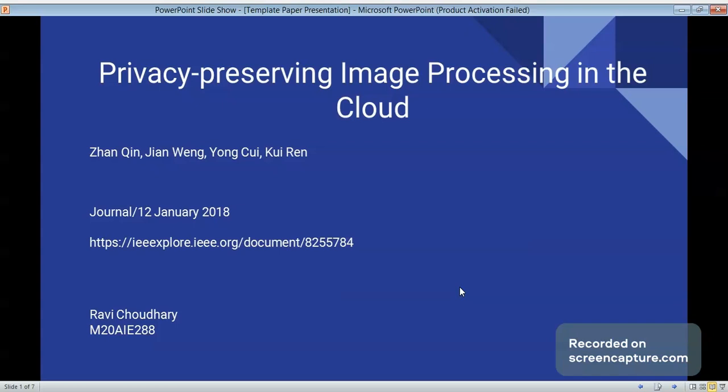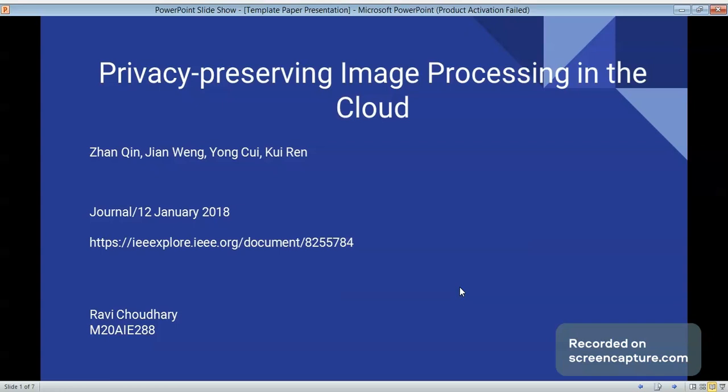Hello everyone, my name is Ravi Choudhary and I'm going to discuss this paper published on IEEE in 2018, that is Privacy Preserving Image Processing in the Cloud. In this paper, four researchers have contributed, that is Jan Quinn, Zia Wang, Zon Kui and Qiran.